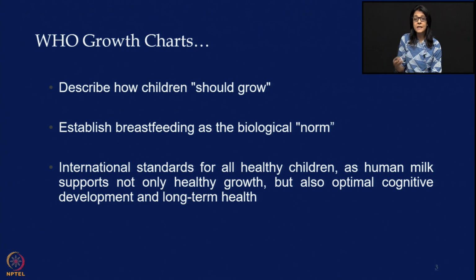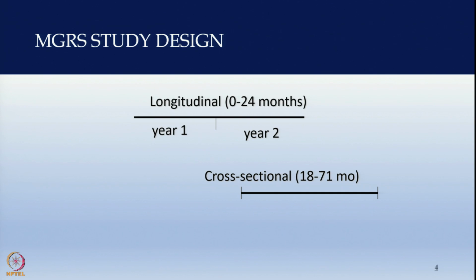They wanted to create international standards for all healthy children, as human milk supports not only healthy growth but also optimum cognitive development and long term health. So this was very critical for all over the world, to have a WHO growth chart which would tell us how children would grow.